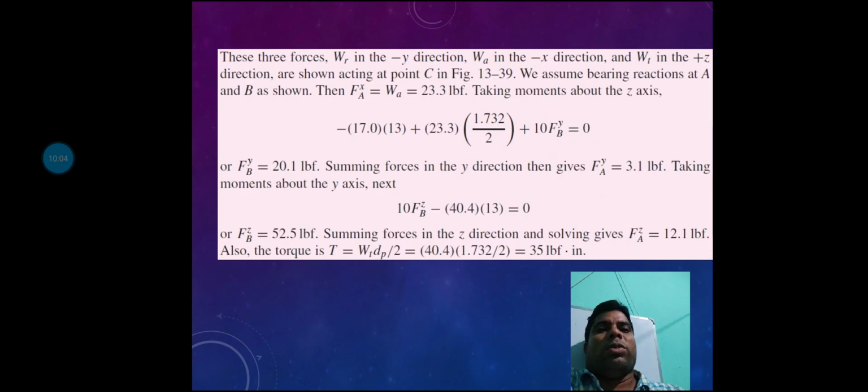This problem continues as another part, where the total torque and the direction of the moment can be calculated in the way you have seen on the screen. The total torque applied, T, is equal to Wt into dp by 2. So Wt is equal to 40.4 and dp is 1.732, divided by 2, that means 35 pound-inch.